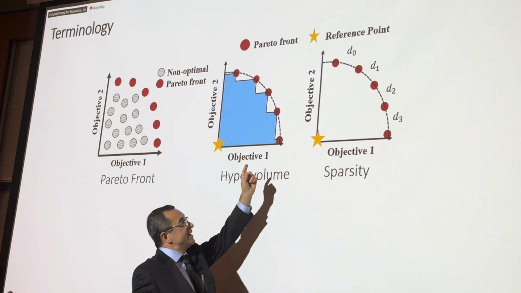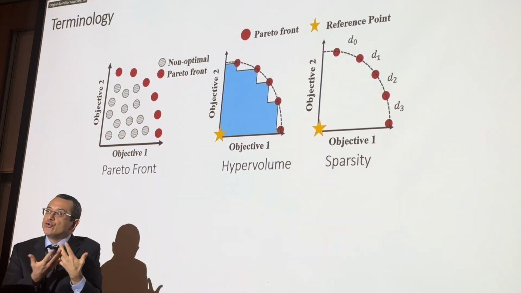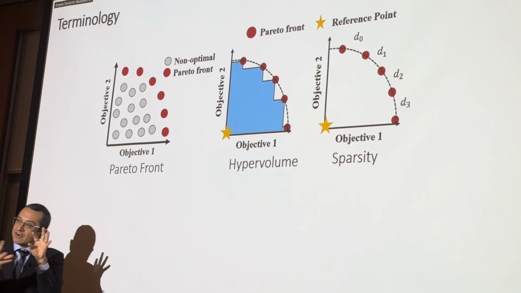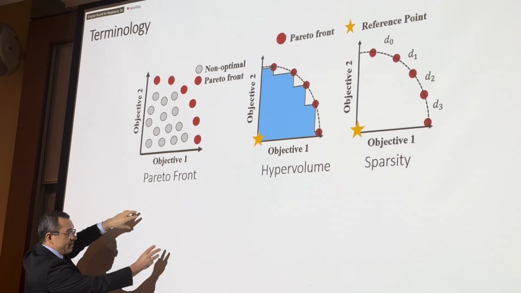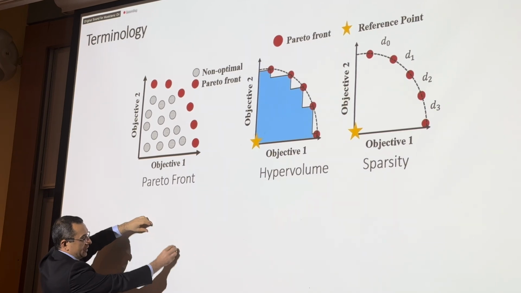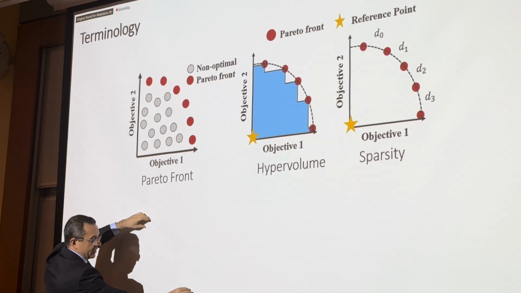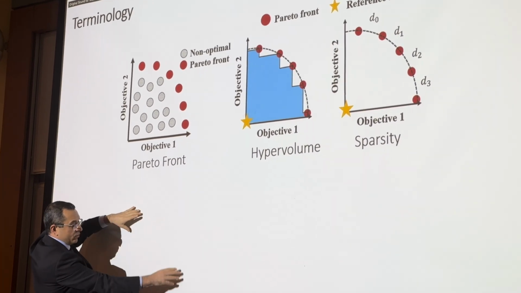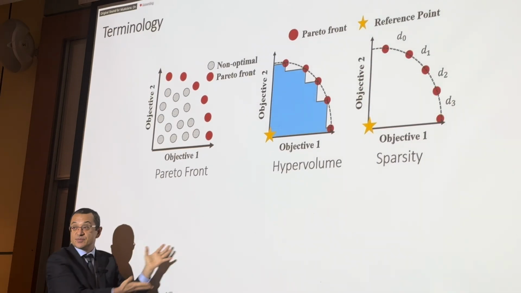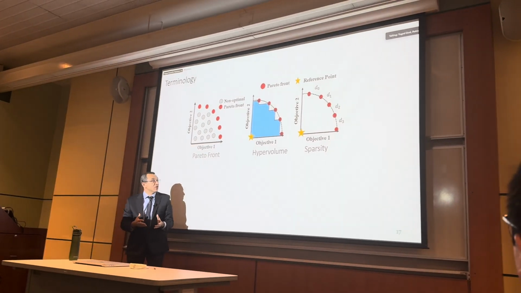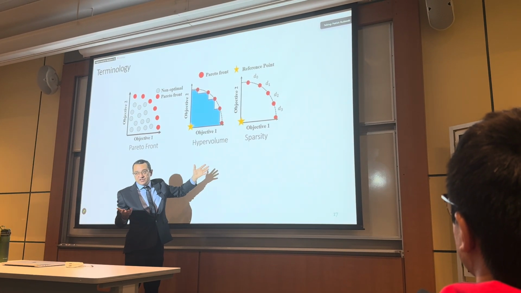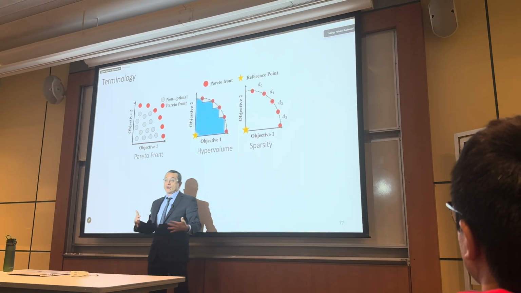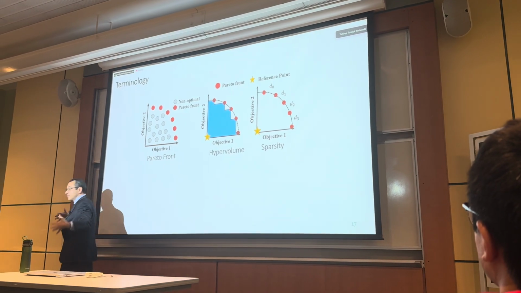And the sparsity is how uniformly these things are distributed. The hypervolume can be large, but the points may all be linked here and then a couple here, so then it's not sparse anymore. So essentially what you want to do is fairly represent as large an area as possible, but also uniformly, as well spread out as possible.